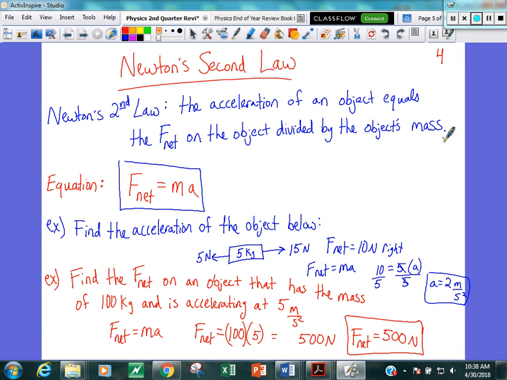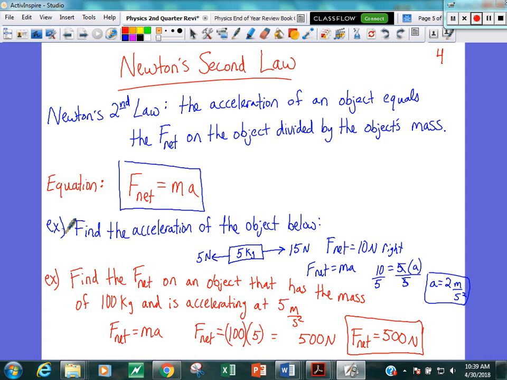Now that's put into words, but nobody ever says that for Newton's second law. What do we remember for Newton's second law? Good. We remember the equation. This is the most famous equation in physics. Force net is equal to ma. And so I'd like you to write that down. Force net is equal to ma. Now I've got a couple of examples underneath in which we'll use this equation to answer the question.